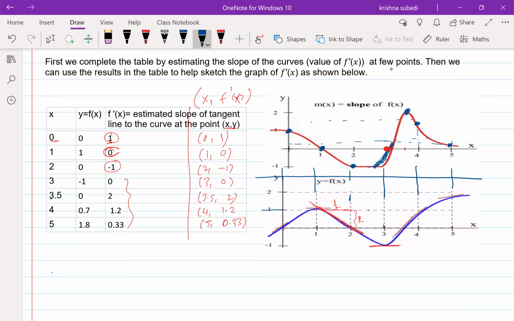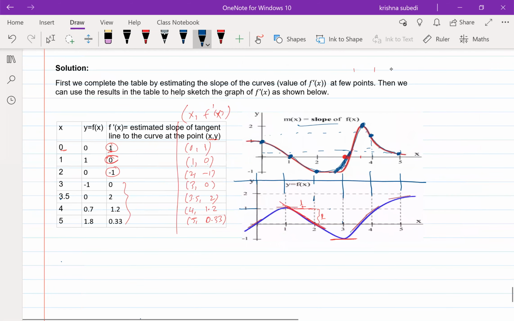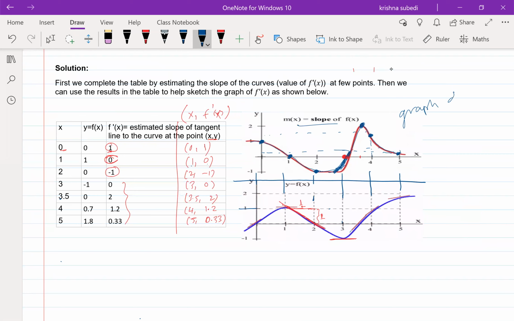So now use your freehand and join all these dots. And then you've got the graph for the derivative function. So this is the graph of the derivative function f prime of x.